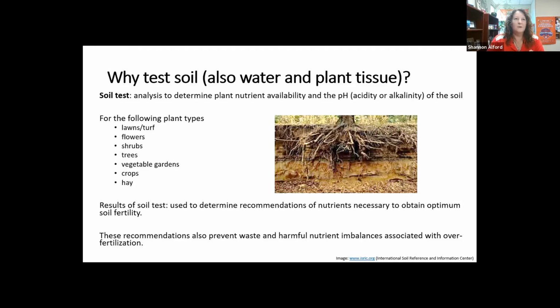And then not only are they going to tell you what you might need to add, but we also want to prevent imbalances of your nutrients. So we want to prevent you from over fertilizing, so applying too much. So we want to prevent waste and nutrient imbalances that could be occurring with over fertilization.